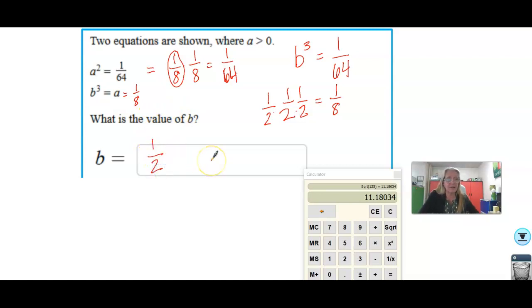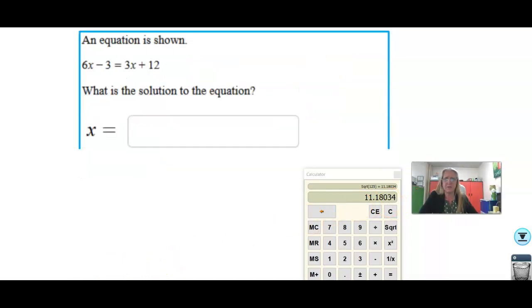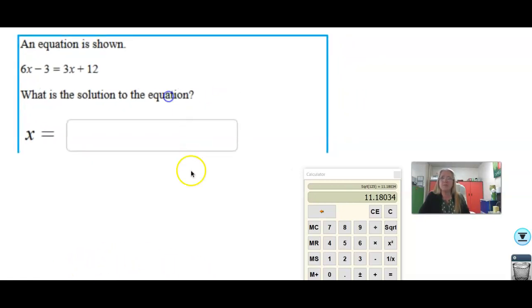See how convoluted that was? Oh, that was a tricky one. That's why I said we're not going to spend a lot of time on that one because it's weird. Hopefully they don't use anything like that. This one you totally should be able to solve. This is just an equation with variables on both sides. And we did these and did these and did these.